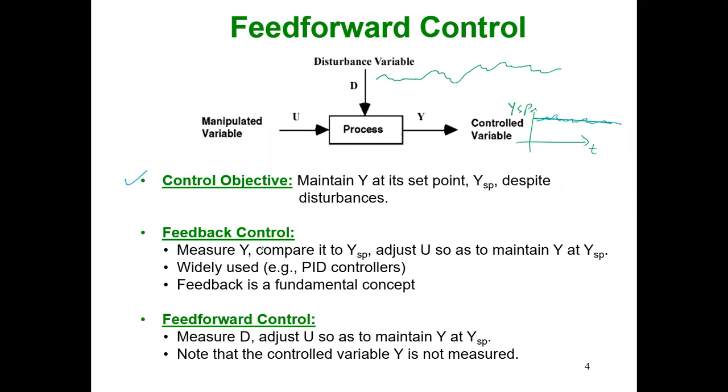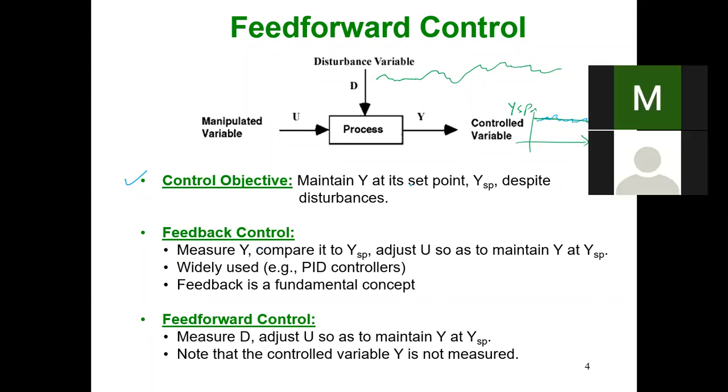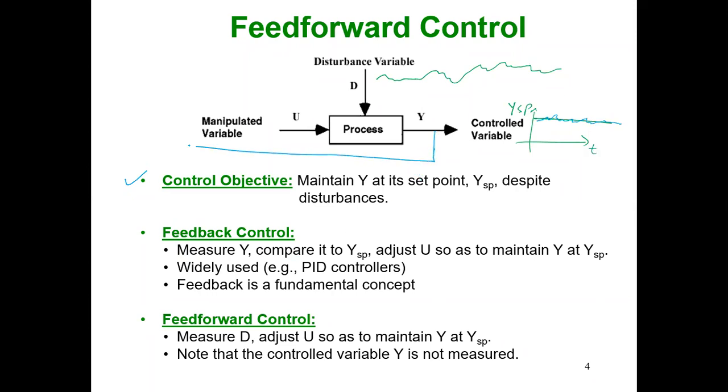Now in feedback control, what will we do? In feedback control, we will be measuring this Y. We will be comparing it. We will take this one and we will compare it with some kind of a Y set point, plus minus, and an error will be generated. Then we give this error to our controller.